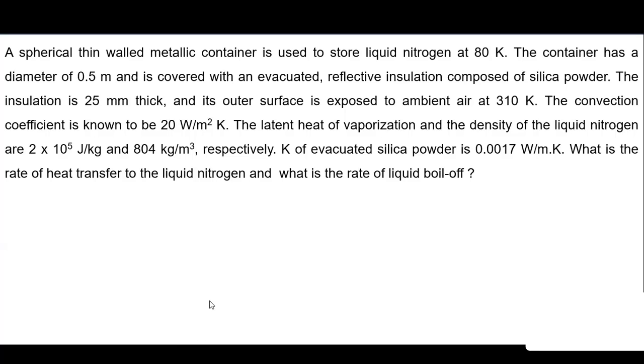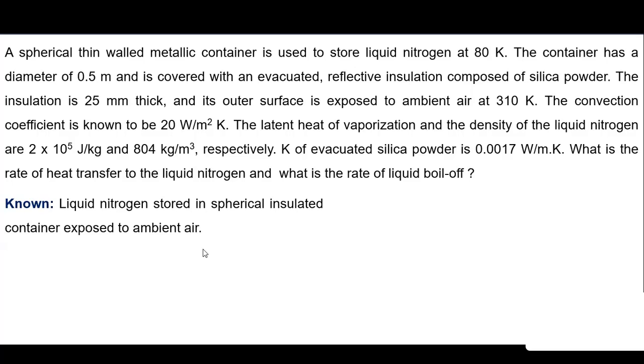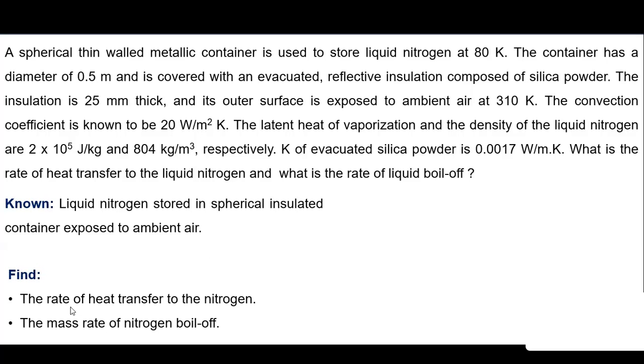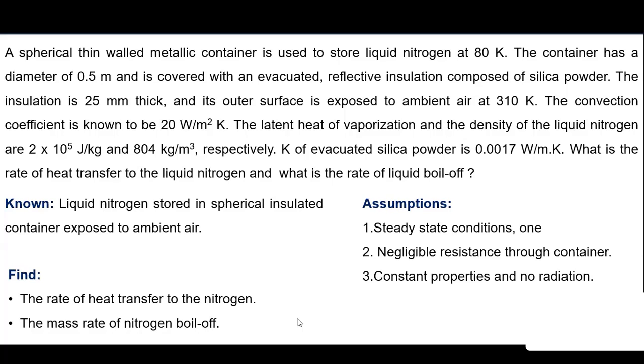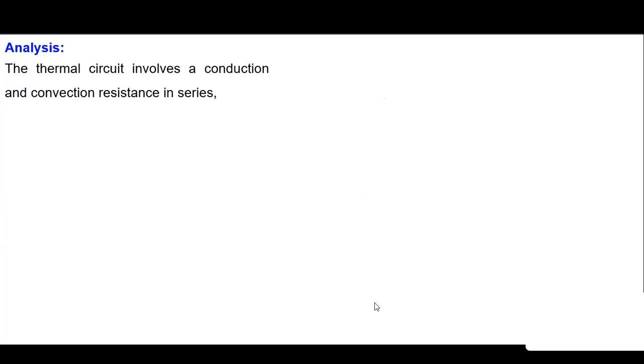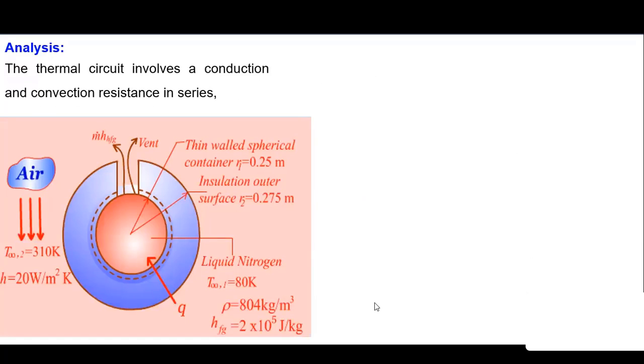So if you draw it, we have to find out the rate of heat transfer and the mass rate of nitrogen boil off. These are our assumptions: steady state, one-dimensional heat flow, negligible resistance through the container, as I already told you, because of the thin-walled metallic container, and constant properties, no radiation. So with these assumptions we can draw the circuit like this. This is the container, we are ignoring the diameter and all these things.